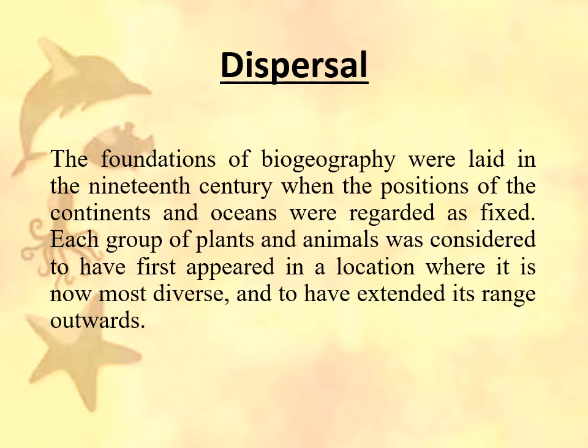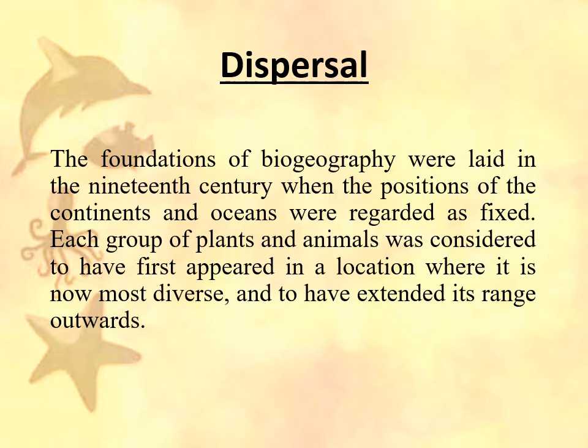The foundations of the distributions of organisms, that is biogeography, were laid in the 19th century when it was thought that the positions of continents and oceans are fixed. That means it is far before the origin of plate tectonics theory, and even before the concept of continental drift theory. So early in the 19th century, when there was not even a proposal of continental drift theory, biogeographers believed that the positions of continents and oceans are fixed through time.